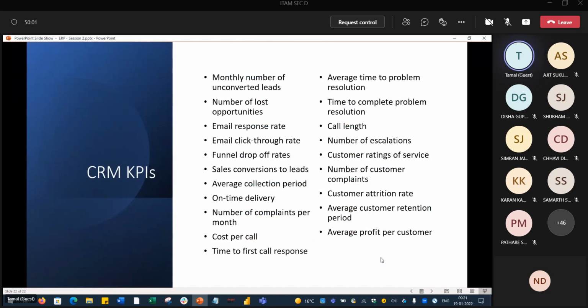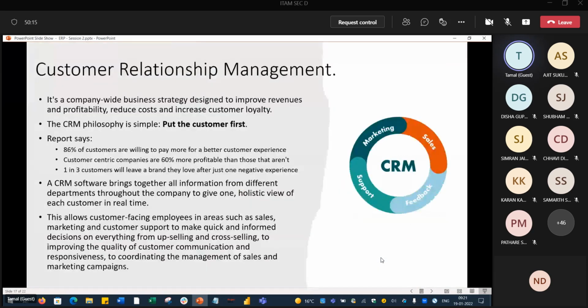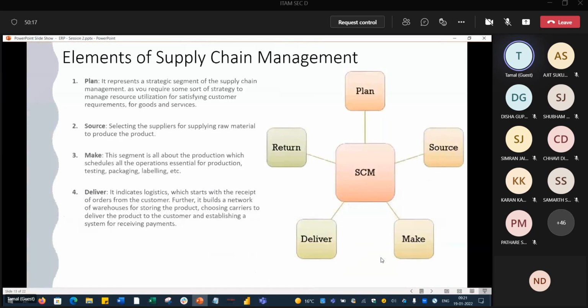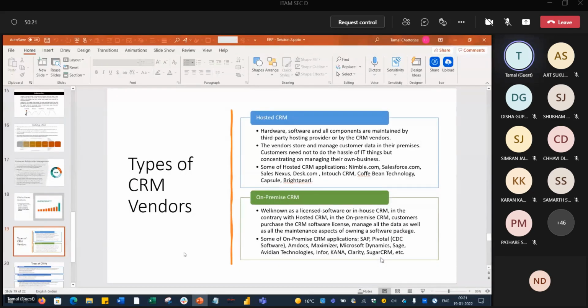And the list of CRM KPIs is there. Why are we talking about KPIs everywhere? Because this is the measurement of your success. If you do well from the KPI perspective, you are good. Okay, today I will stop here.